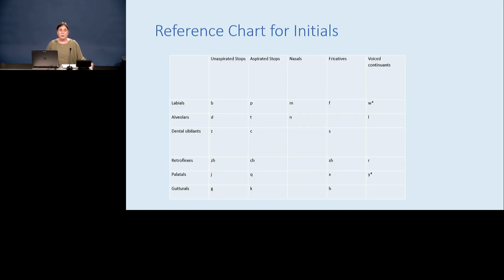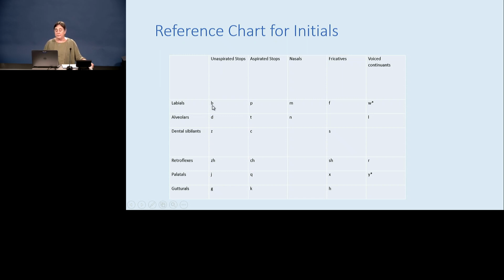Here we have another way of looking at the initials, and this shows us that the initials are organized not only by where in the mouth they take place, which is these down here, but also by how the sound is made. Aspirate means that you make a puff of air. Unaspirate, no puff of air.